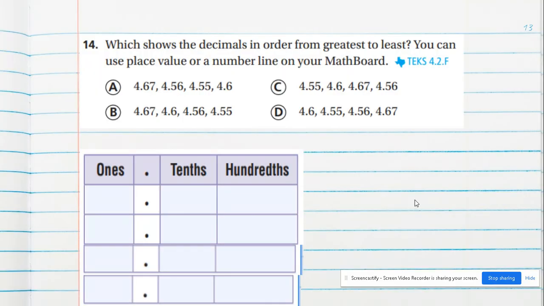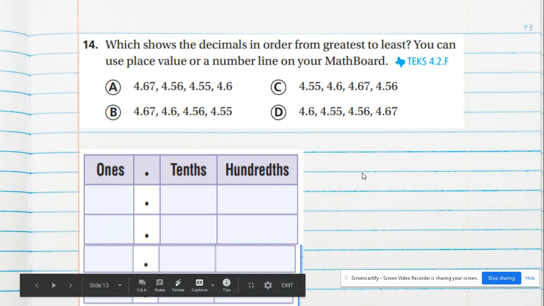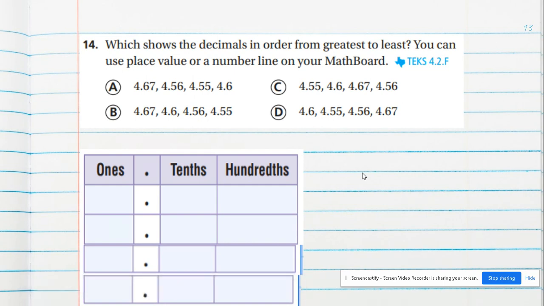Number 14, which shows the decimals in order from greatest to least, from big to little. Make yourself a place value chart, plug in your numbers, check if you need a ghost, and compare them going from greatest to least. Don't get tricked. Greatest to least.